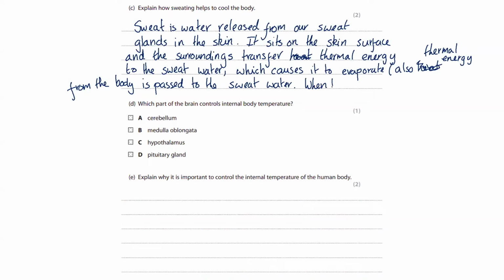When the sweat evaporates, it takes thermal energy with it, which cools the body.